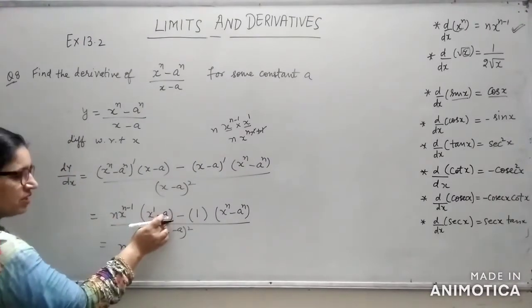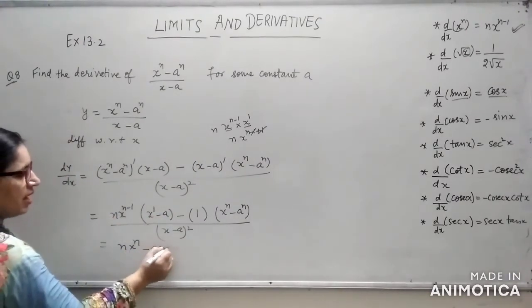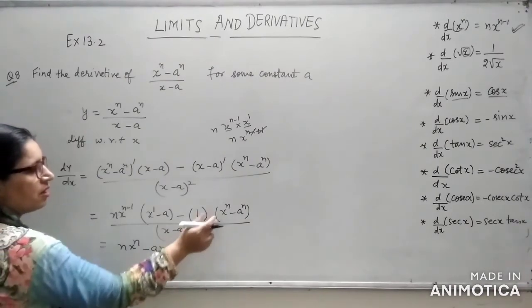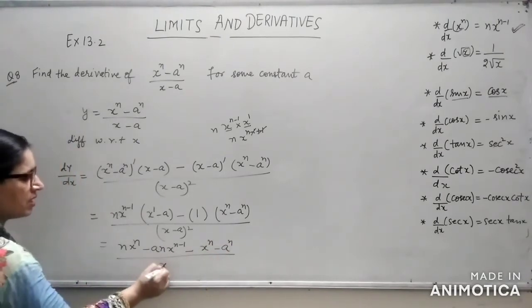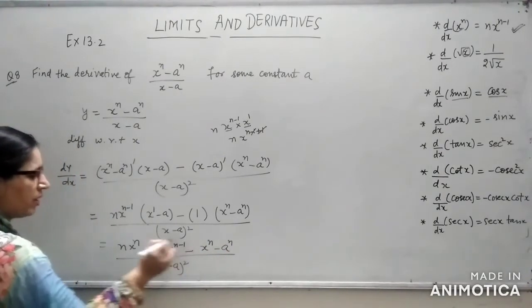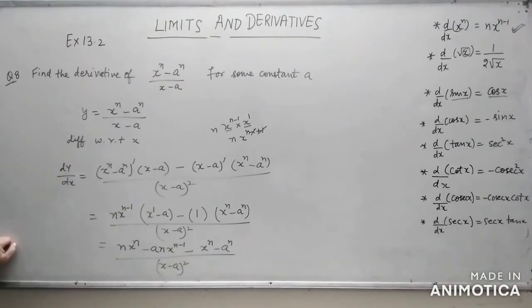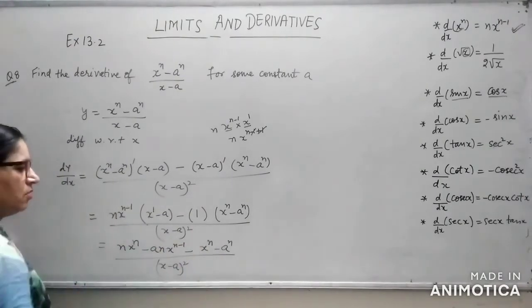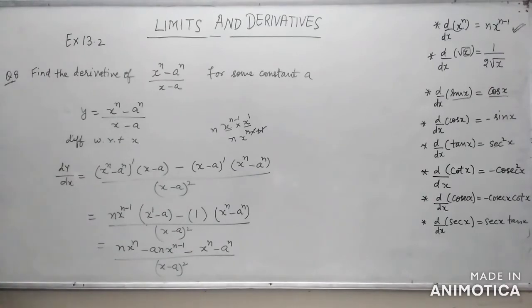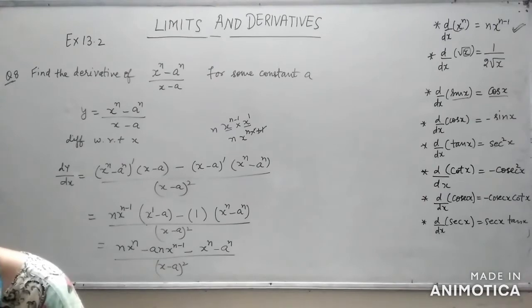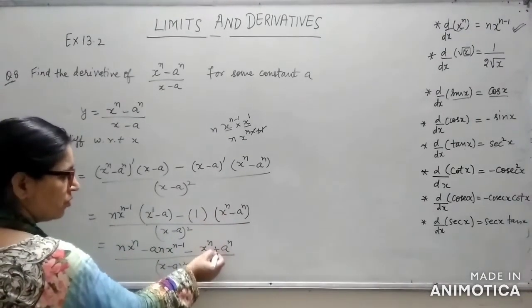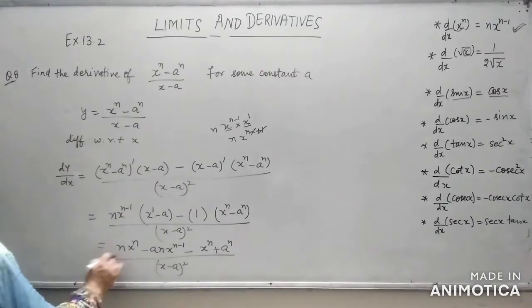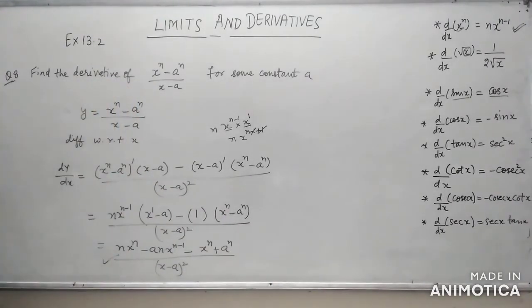Now this will be multiplied with a. So minus a n x raised to power n minus 1. Here it will be x raised to power n minus a raised to power n upon x minus a whole square. You can see here, from here and here, both of these, here it is minus 1 into minus, it will become plus. So it is the derivative of this function.